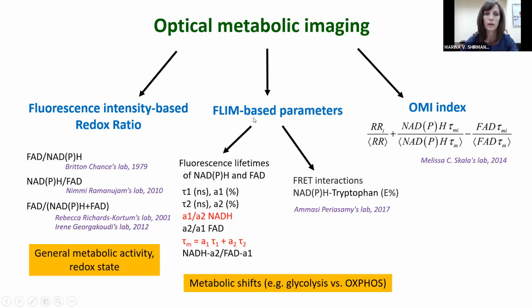With FLIM-based parameters, you have information about T1, T2, A1, A2 values, the fluorescence lifetimes of NADH and FAD. Or you can also measure FRET interaction. FRET is Förster resonance energy transfer between NADH and tryptophan. This approach was recently developed and suggested by the group of Ammasi Periasamy. Anyway, fluorescence lifetime imaging can show us a shift between different metabolic pathways in which metabolic cofactors are involved, for example, between glycolysis and oxidative phosphorylation.